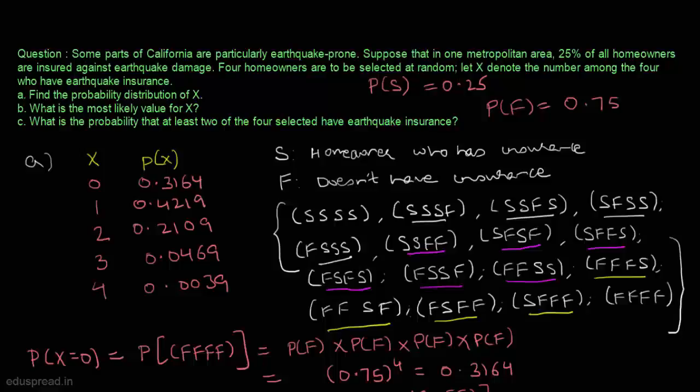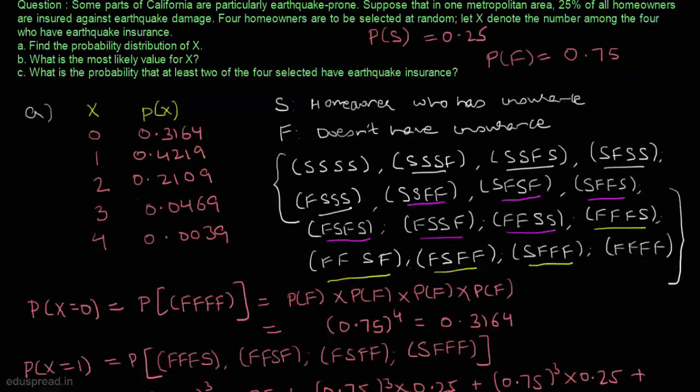Now let's move to part B. In part B, we have to write what is the most likely value for X. Well, the probability that X is equal to 1 is 0.4219 and it is greater than all the other probabilities listed in this table. So the most likely value for X is equal to 1.